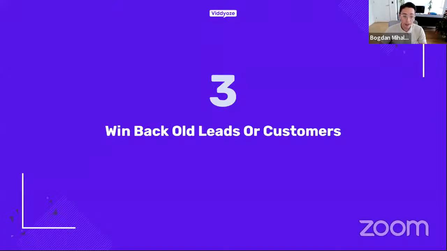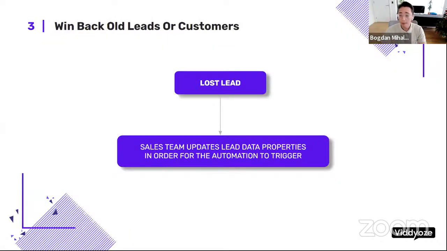Number 3 on our list is automation can help you win back old leads or customers. With automation, email triggers can send personalized messages to prospects at precise moments in their buying cycle. And I want to give you a few examples. Let's say, for example, you have a lost lead. So your sales team works with a standard pipeline, where they take them through various different stages.